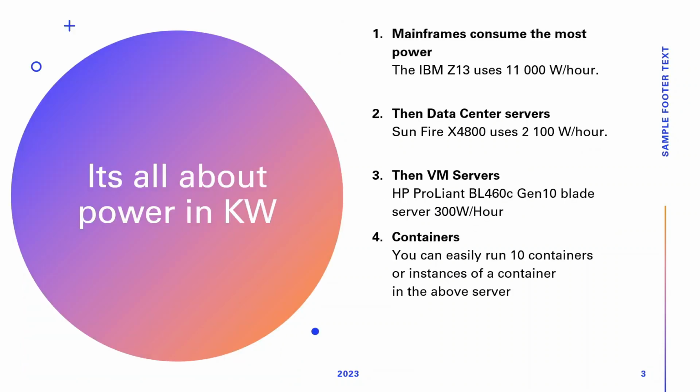It all has to do with power. In the past, big businesses used mainframes which consumed 11,000 watts or 11 kilowatts per hour. And that's what the IBM Z13 consumes. This is what banks used. Then companies like Google began setting up data centers where they were using servers that were drawing 2,000 watts or 2 kilowatts per hour. After that, companies like Amazon started using VM servers, which drew 300 watts per hour.